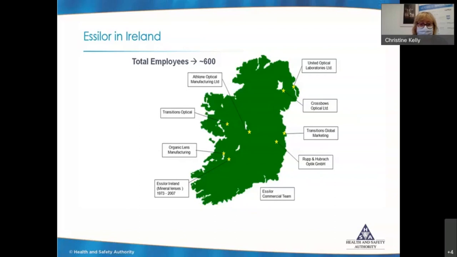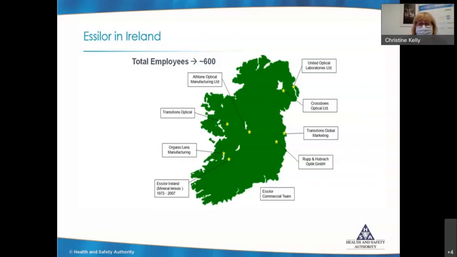We're based in Ennis in Clare, and we have 300 people working here at the moment. One thing that we have to consider, especially in relation to ergonomics, is that we have an aging population. The average age of our workforce is 45, so that's a big consideration.